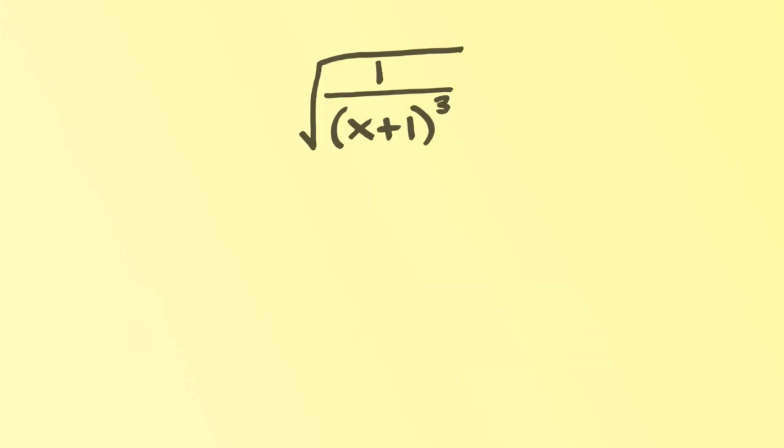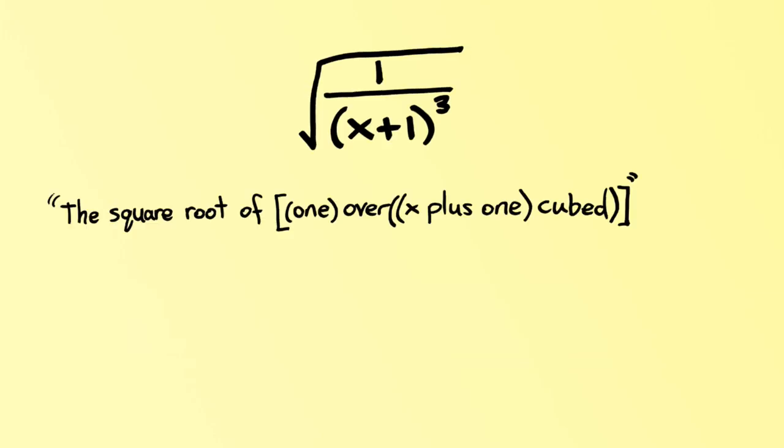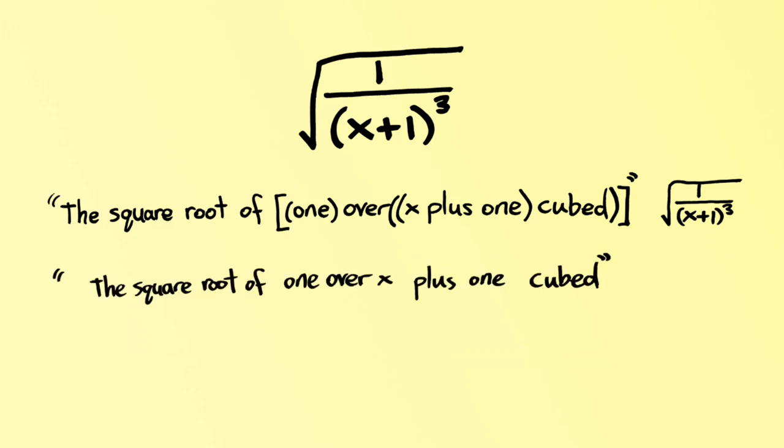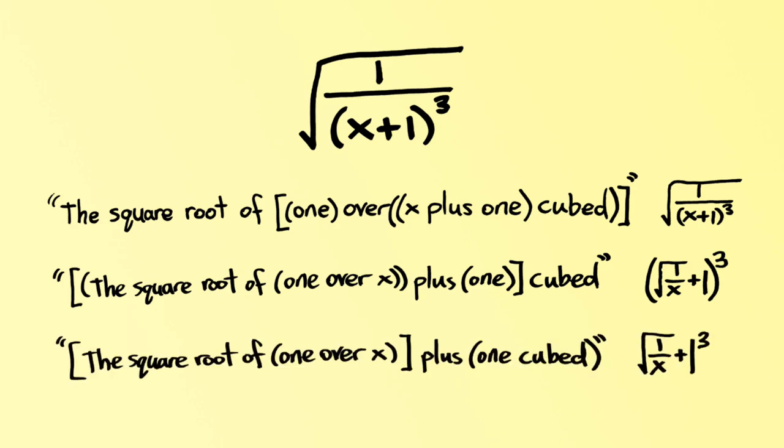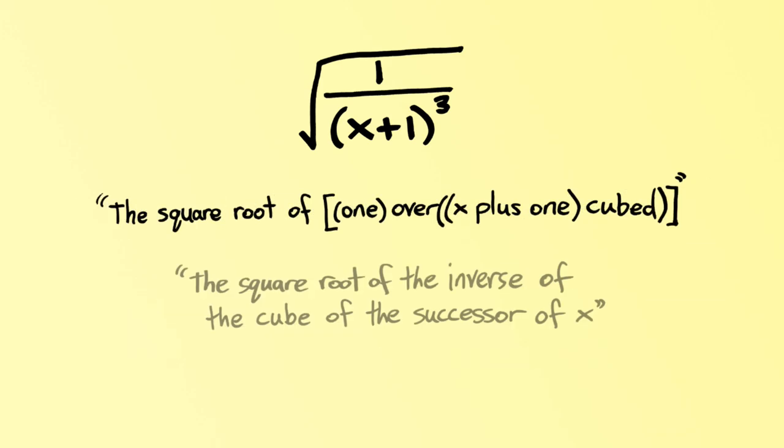Speaking of which, what's this? The square root of 1 over x plus 1 cubed? But if you just say that sequence of words or write those words without any brackets to indicate priority, then the meaning is ambiguous. If I take that series of words and put brackets here, then it means this mathematical expression. With these brackets, it means this. And I think I found at least 9 of those, but you can use a different wording which makes the meaning unambiguous. The square root of the inverse of the cube of the successor of x.